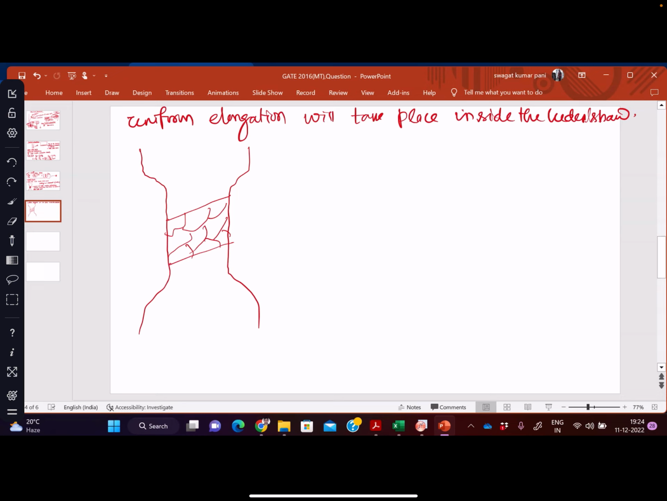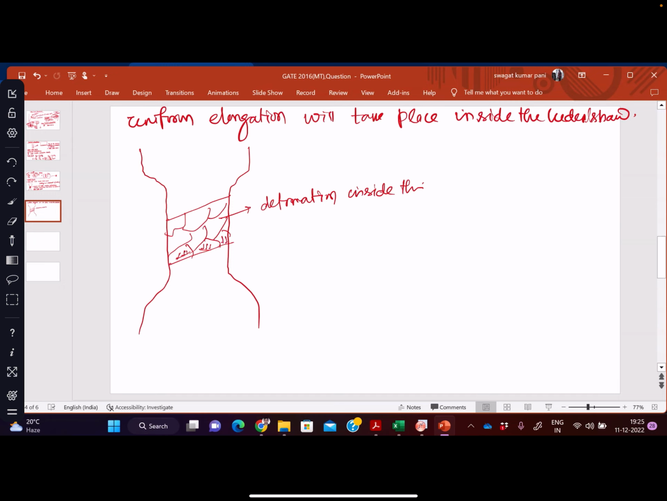So suppose these are the grains and deformation is taking place, uniform deformation inside this region. So what happens? Dislocations will start moving and they will accumulate along the slip plane. Suppose it has a slip plane like this. So dislocations will start accumulating here, in every grain.